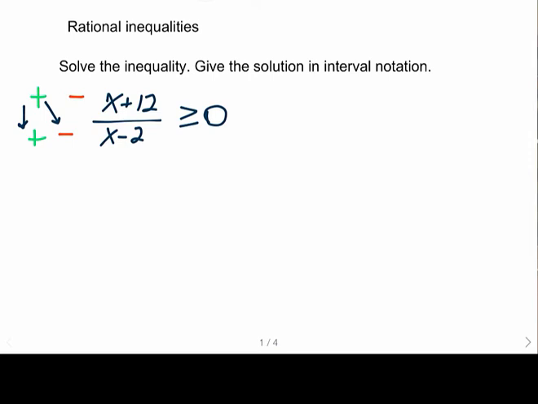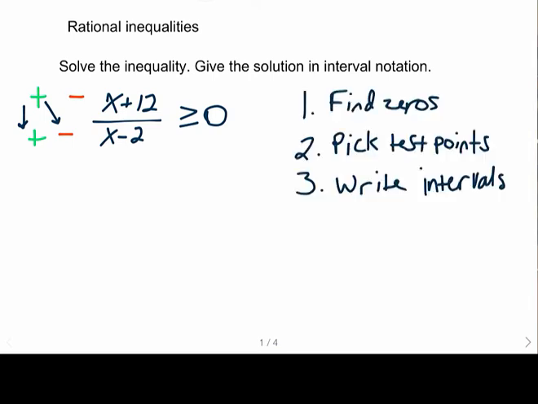As with quadratic and other polynomial inequalities, we're going to have basically a three-step process. We are going to find zeros, pick test points, and write intervals. But now we have an additional consideration. When we find zeros, we're talking about zeros of the numerator, but we also want to know where the denominator zeroes out. Because remember, at a zero, the sign of an expression can change.